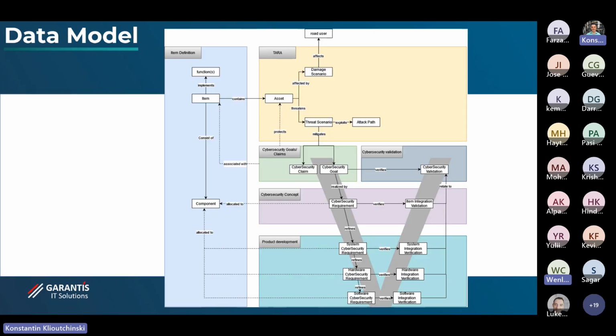So this is our data model. We cannot go through all the details right now, but you can see that there is item definition. When we define item functions and components, then we perform TARA. For TARA, we need asset, threat scenario, attack path, damage scenario. And we also have cybersecurity goals, cybersecurity concept, product development, and cybersecurity validation, which is done according to the V model.